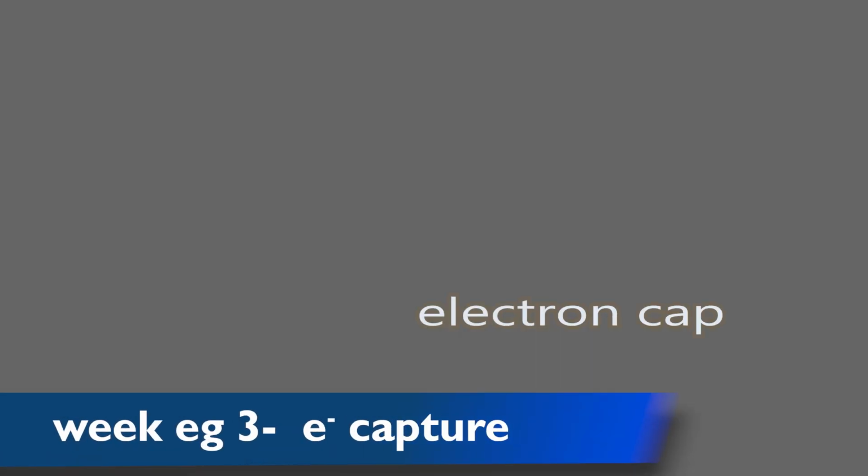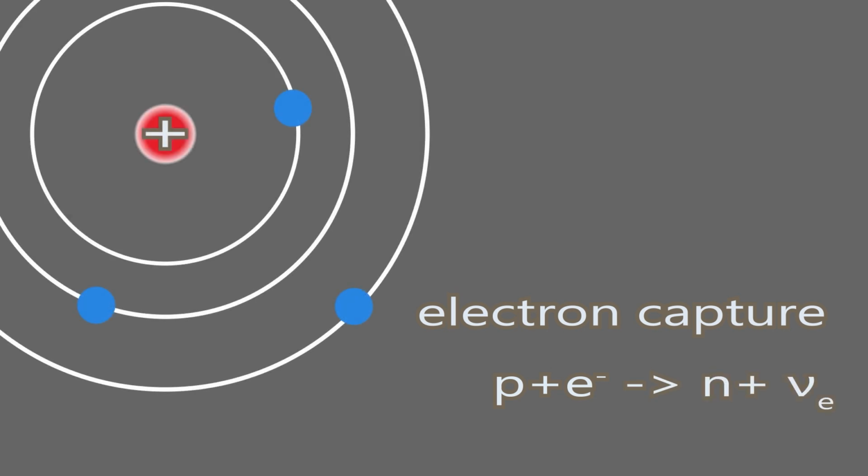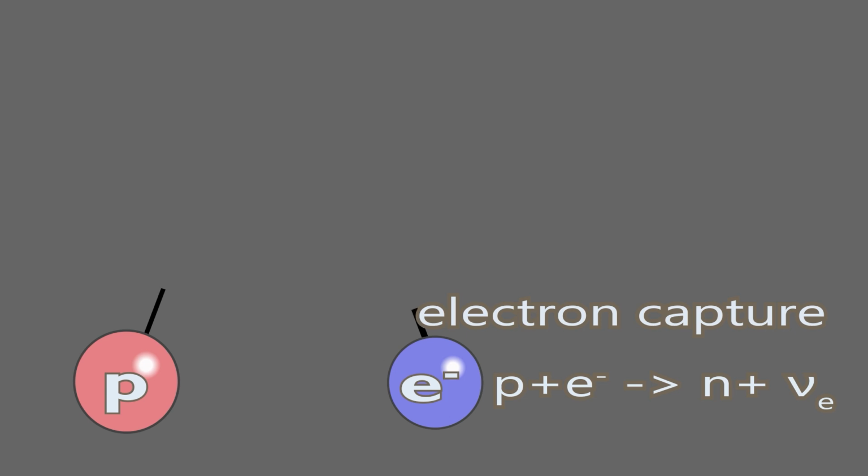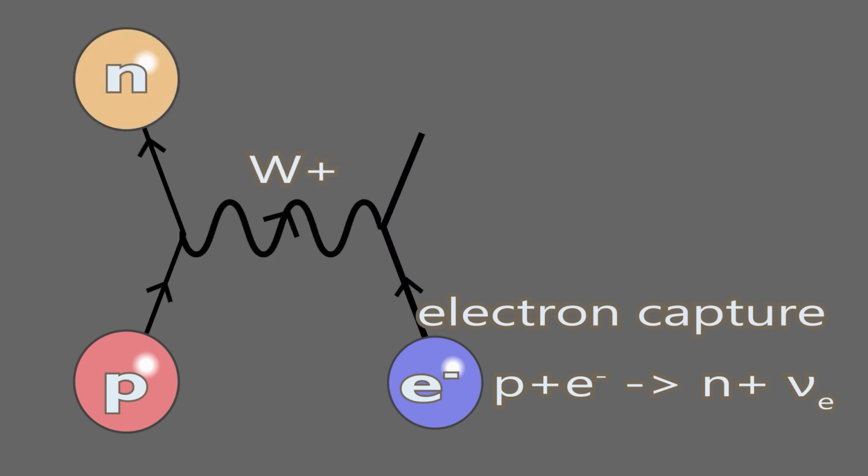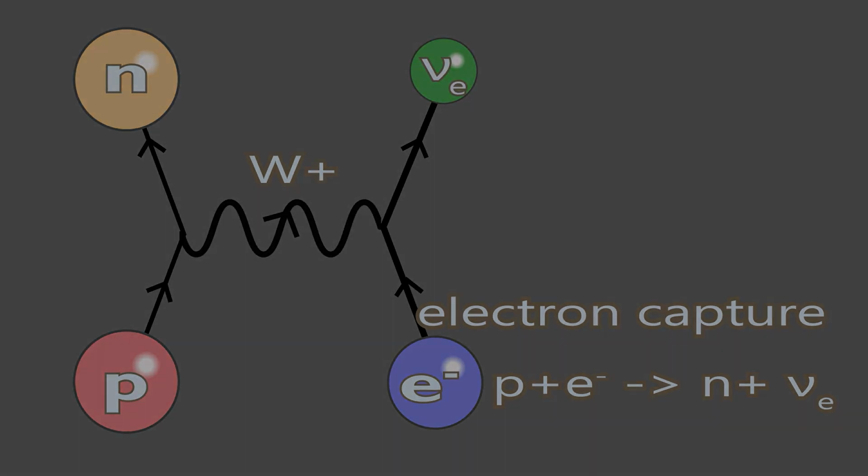Another decay process for which the weak interaction is responsible is that of electron capture. Under the right conditions, it is possible for an electron to be captured by its parent nucleus. In this case, a quark within a proton will be transmuted such that the proton becomes a neutron and releases a neutrino in the process.